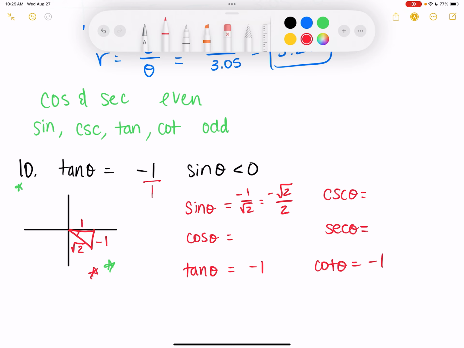What about cosine? It'd just be √2/2. Yeah. And then over here, cosecant, we just need a flipped sign, so it'll just be -√2. And then secant would be +√2.